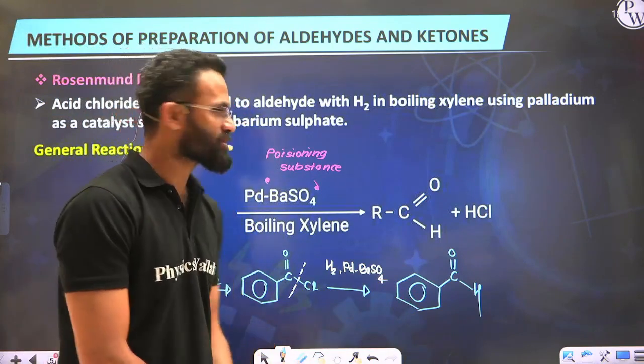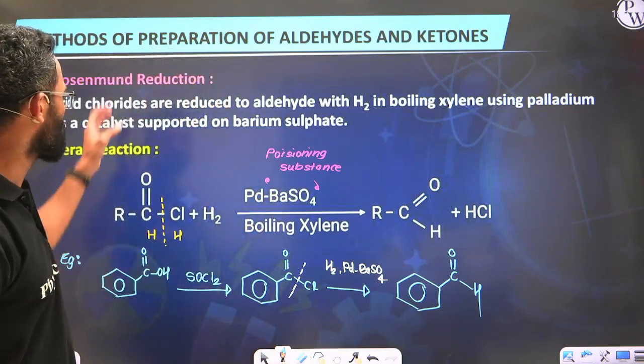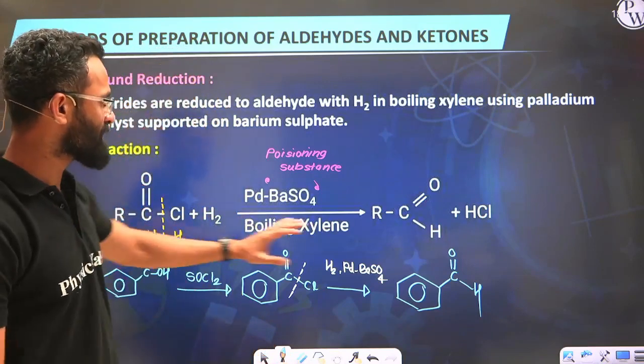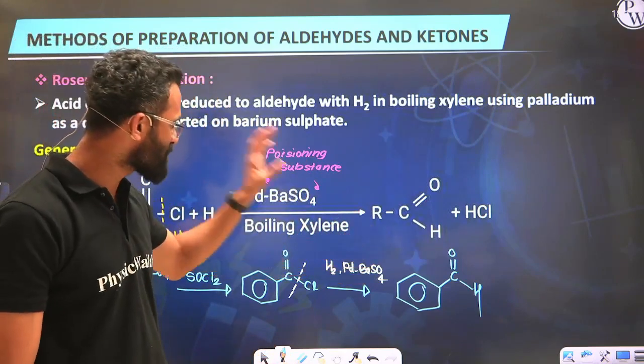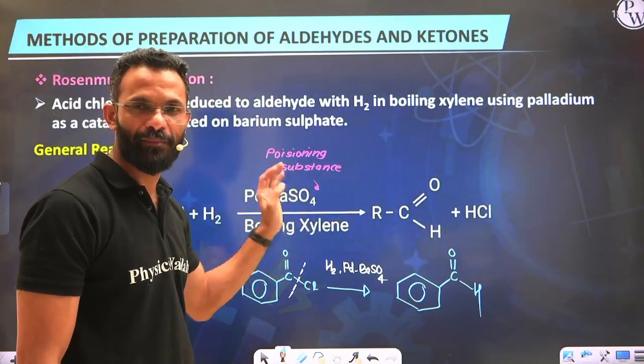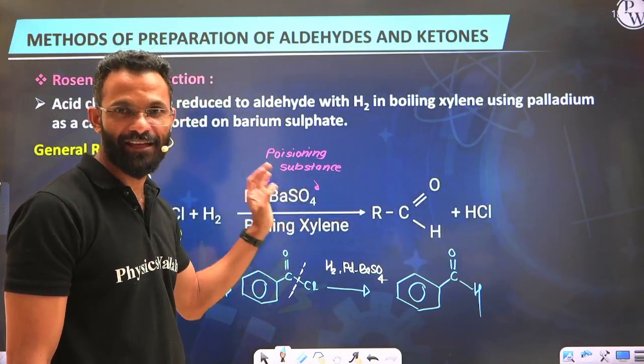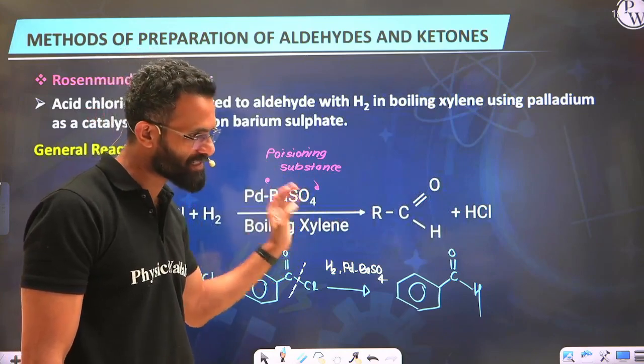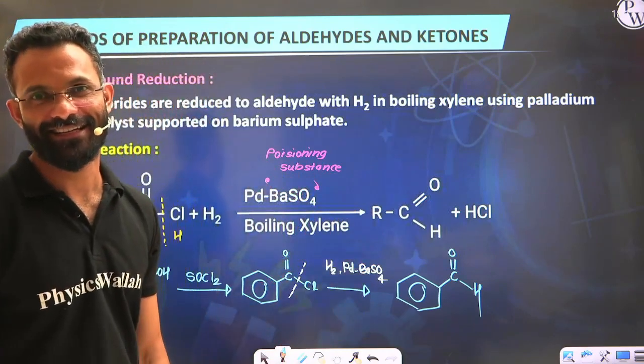Alright everyone, so that reaction is what you call the Rosenmund reduction. The reaction is pretty simple. It's just that you need to understand the role of barium sulfate or sulfur in the palladium metal catalyst, and the name of this catalyst is Lindlar's catalyst.